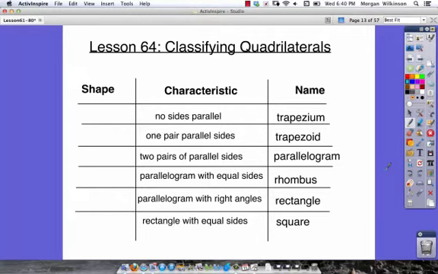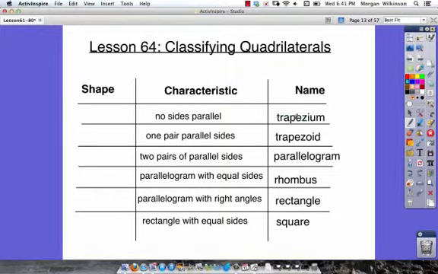Lesson 64 is about classifying quadrilaterals, and you can see we've got a table to begin with. If you'd like to pause the video now to get this part of the table written down, you may. As we go through this table, we're going to fill in shapes as we go. The shape is going to be written in our first column. The characteristic of that shape is given, and the name of that shape is also given.